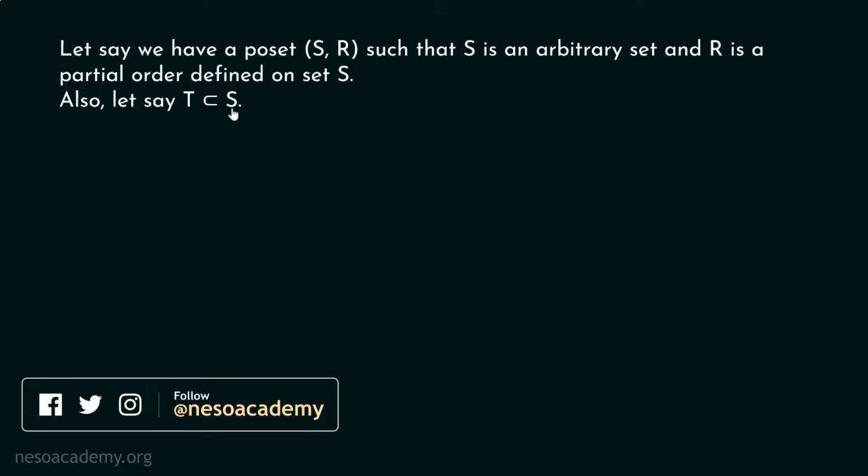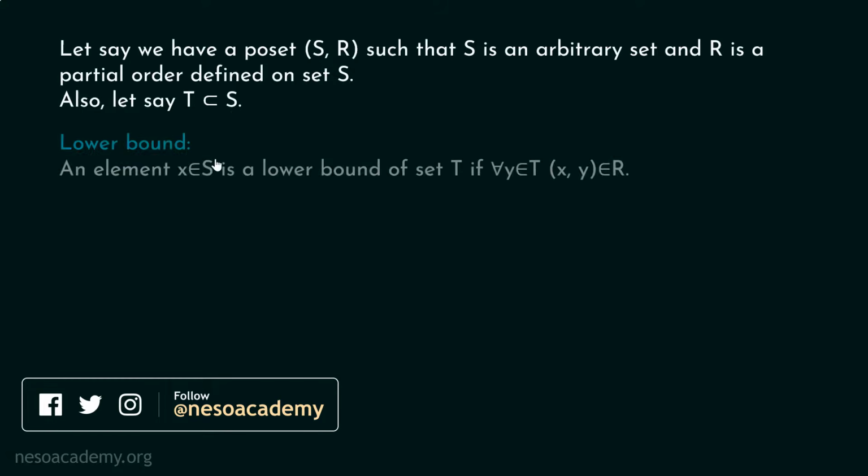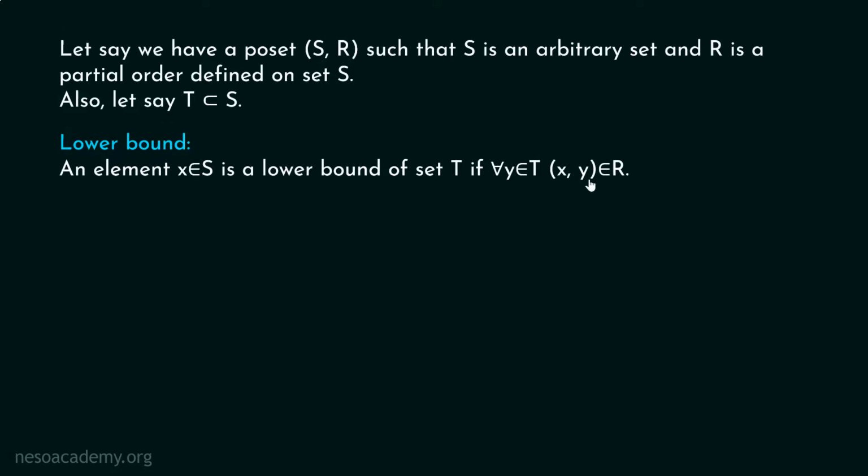Now we will understand the definition of lower bound. An element X belonging to S is a lower bound of set T if for all Y belonging to T, (X, Y) belongs to R. In short, X must be related to every other element of T. X can be any element of S, okay? And if I am saying that X is a lower bound of set T, then X must be related to every element of T, okay?